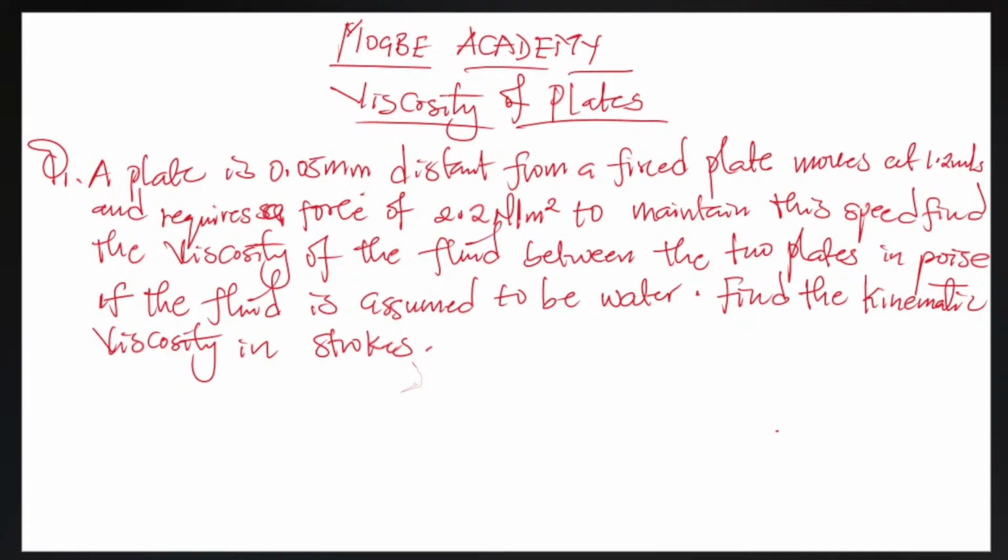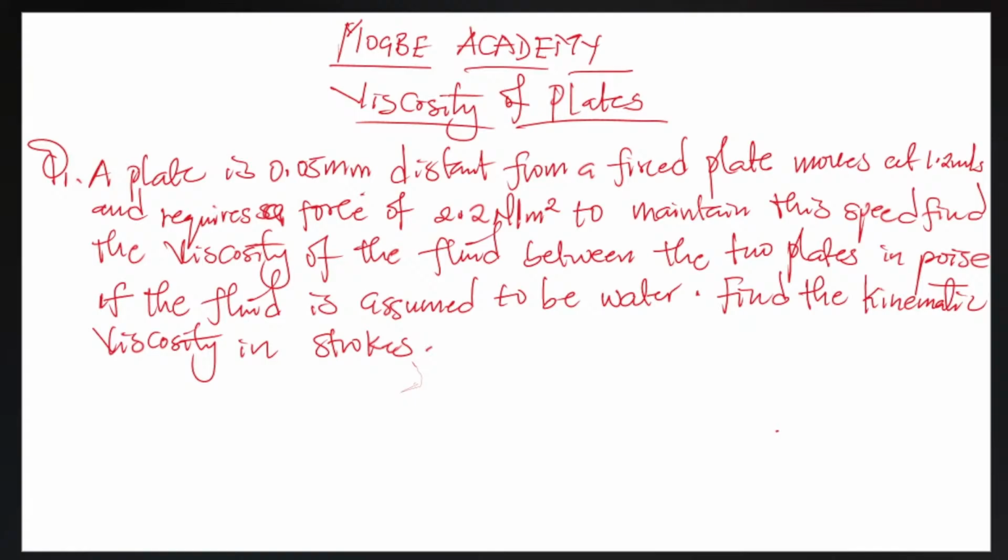0.05 millimeter, and you want to convert this to meter. What do you do? You multiply with 10 raised to the power of -3. So this is 0.05 times 10 raised to the power of -3, and this will be in meter. Are we together?